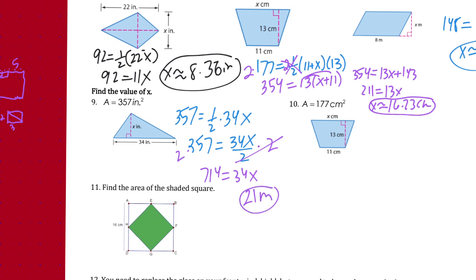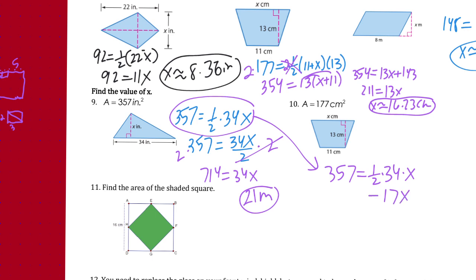That's your height. If you had looked at it from the beginning, you could say, well, 357 equals 1/2 times base times height. Half of 34 is 17x. That equals 357. Divide both sides by 17. 357 divided by 17 gives you 21 straight there. So sometimes there's a couple ways to look at it. In my opinion, I would just take half of 34 and then divide both sides by 17. It's up to you how you want to think about it.